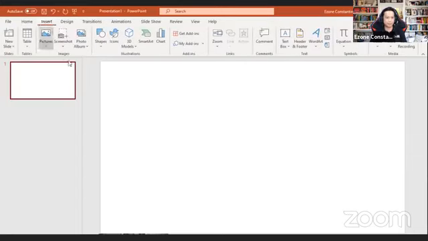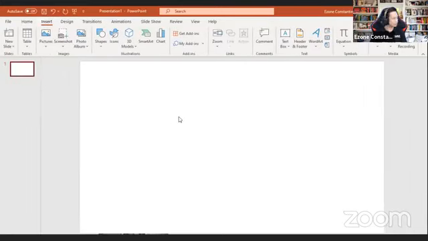How many of you can see? How many of you can see here? I'm not sure whether you guys can see. This is my white canvas here, my white PowerPoint.